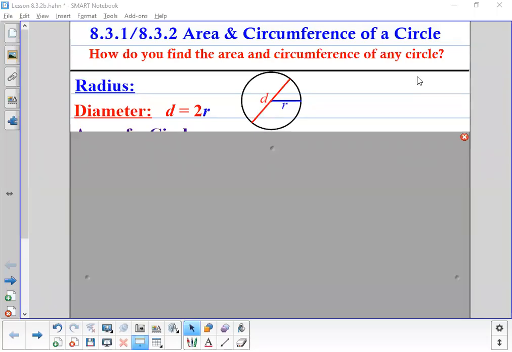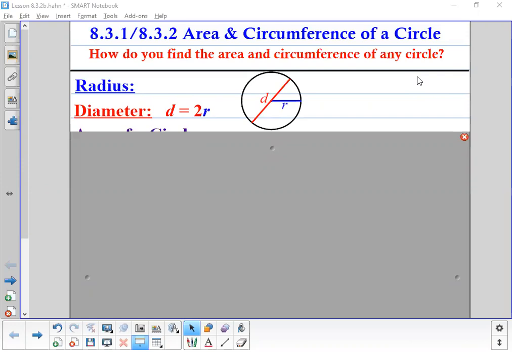The first vocabulary word you need to know is the radius. It is the length of a segment that goes from the center of the circle to the edge of the circle at any point. So you can see here on this diagram, I have the radius drawn in blue, and we use R to represent the radius.